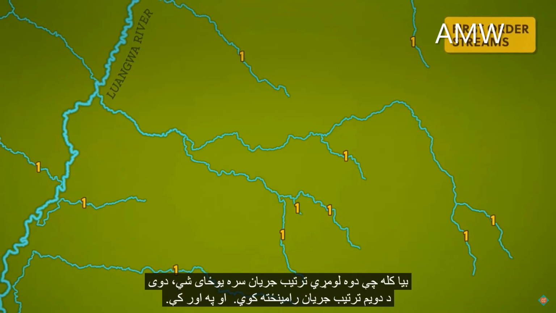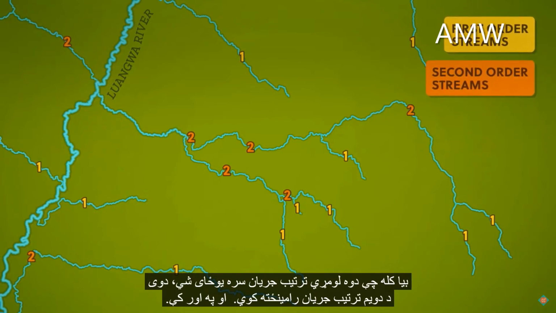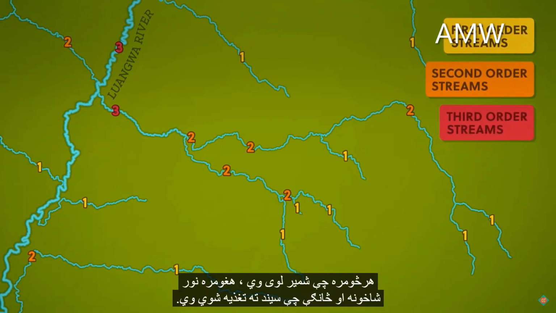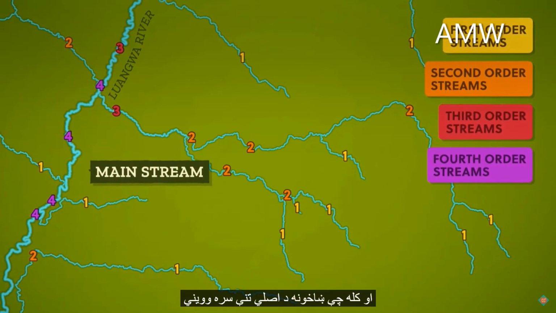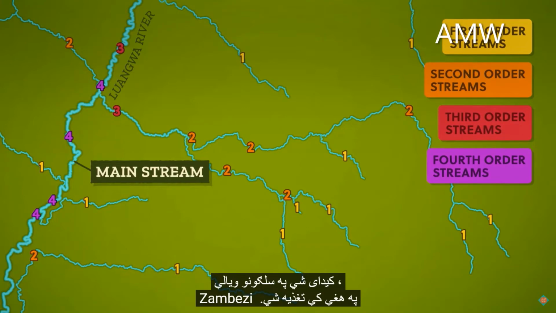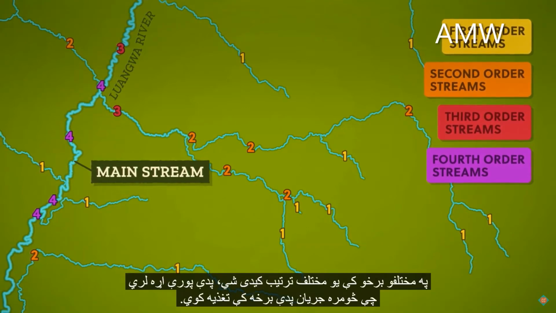Then when 2 first-order streams join, they create a second-order stream, and on and on. The larger the number, the more tributaries and branches that have fed into the stream. And by the time the branches meet at the main trunk, there might be hundreds of streams feeding into it. The Zambezi can be a different order at different parts, depending on how many streams feed into that section.